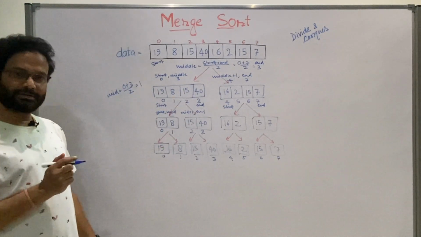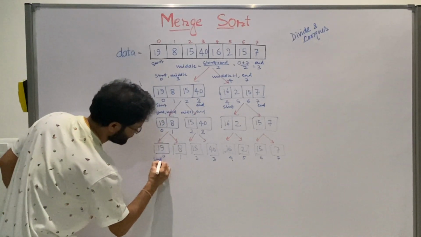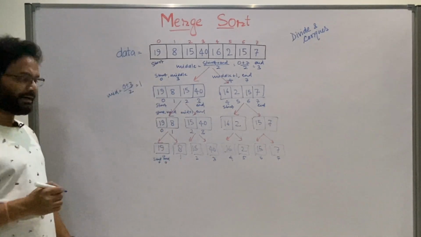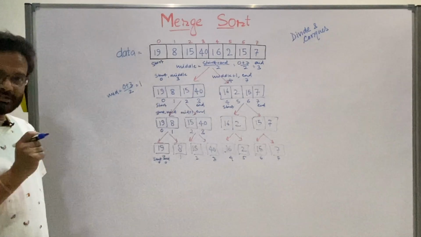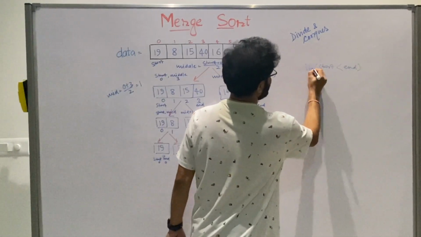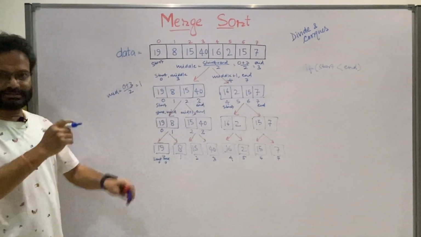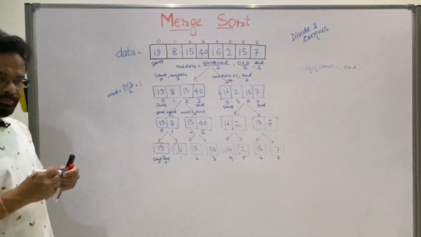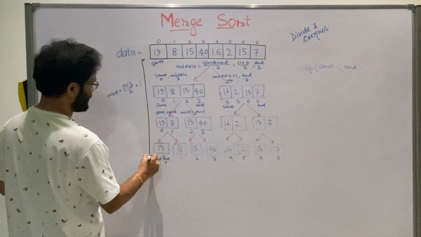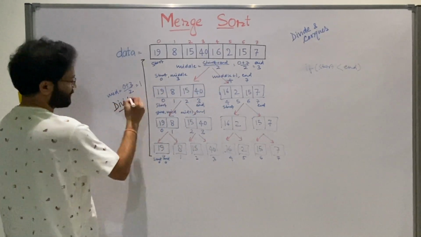How can we do that? In this case, what is the start? Start is 0 and the end is also 0. Here start is 1 and the end is also 1. So till which condition do we have to come? The condition will be: if start is less than end. Till this condition we have to come. Once you come here, your divide job is complete.